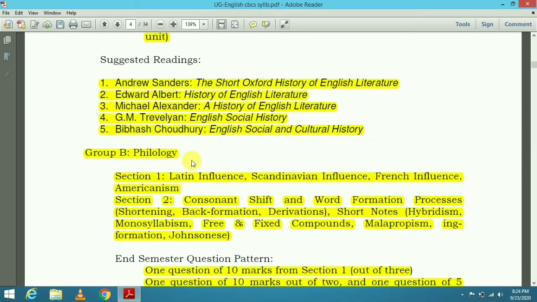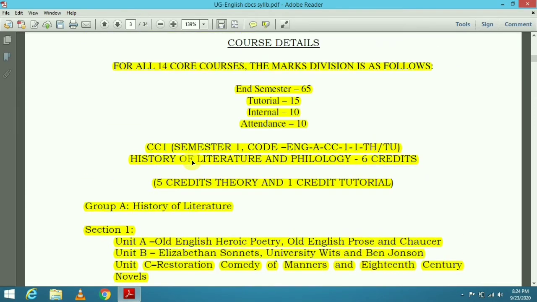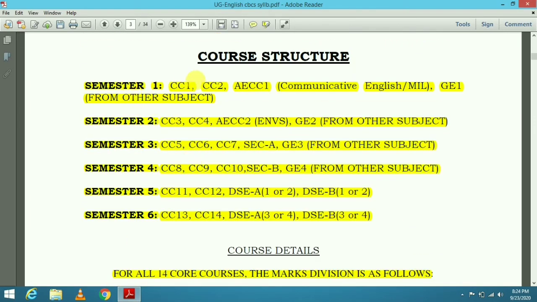Let us go back to the format where you are having, let's look at CC1, CC2, AECC. I have to discuss AECC1, and unfortunately I do not have GE1 because I do not know what you have opted for as your GE. So I will discuss AECC1. I have discussed semester 1 syllabus.